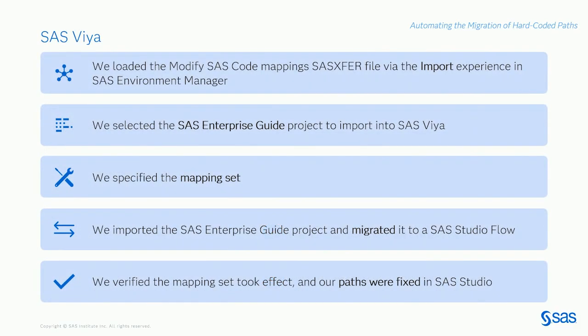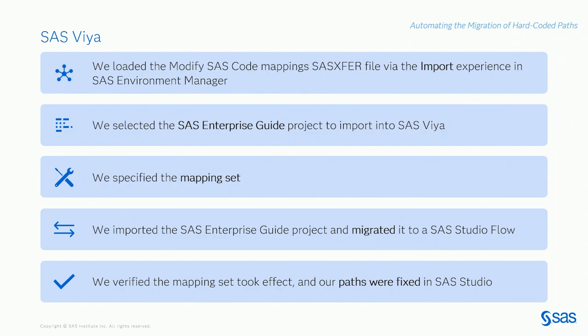So, to recap, we loaded that mapping export package into Environment Manager. We selected our Enterprise Guide project to import. We specified the mapping set. We actually imported the Enterprise Guide project. And we opened up SAS Studio to verify the pathing had changed.